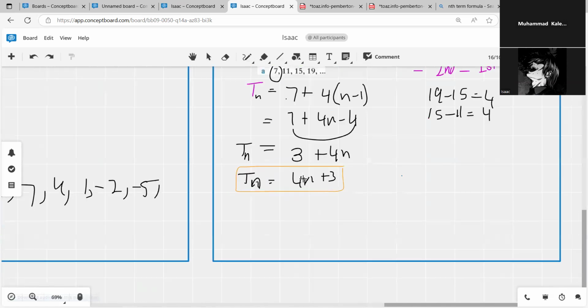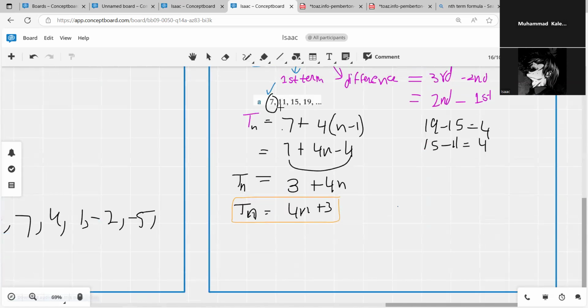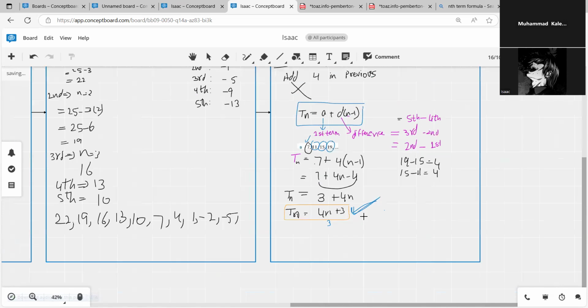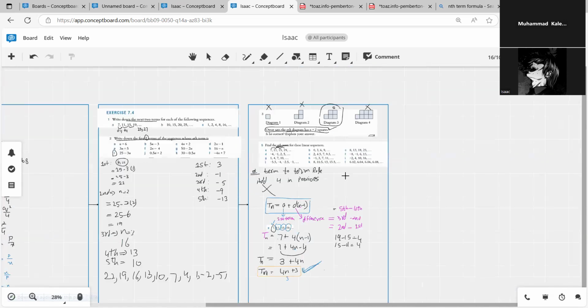If we replace n with 1 here, are we getting 7? Yes, you're getting 7. If we replace n with 2, are we getting 11? Second term is 11. 2 times 4 will be 8, 8 plus 3, 11. Are we getting 15 after replacing n with 3? 3 times 4 will be 12, 12 plus 3, 15. You can even check for 19. So this is the correct formula. Got it? So this is the way to find the formula.